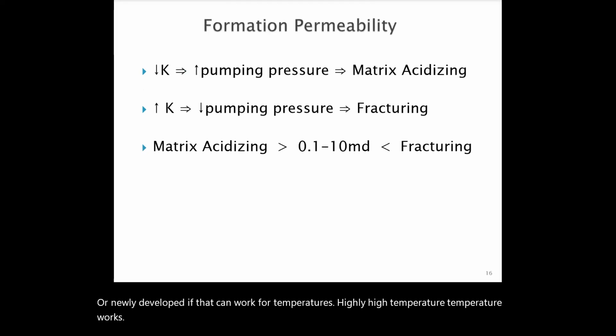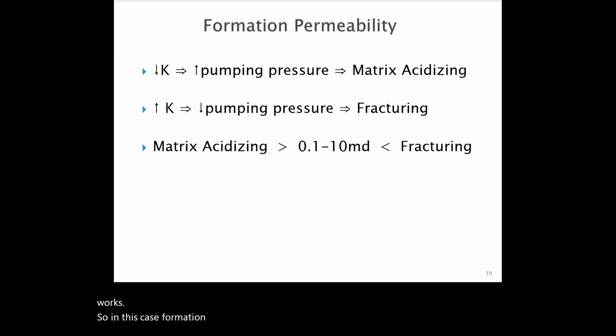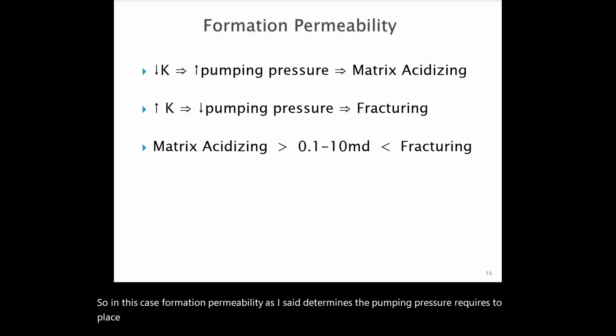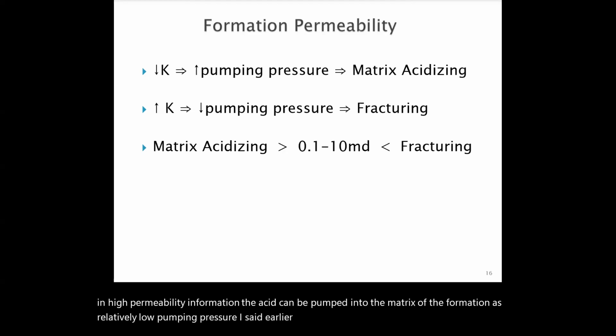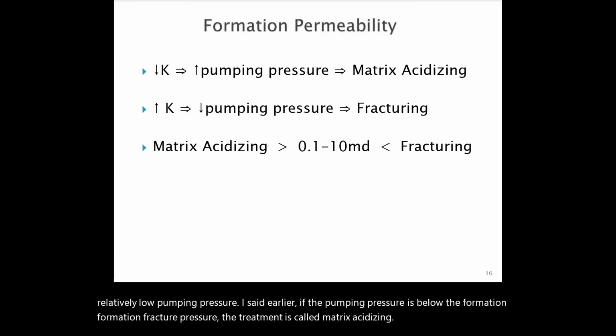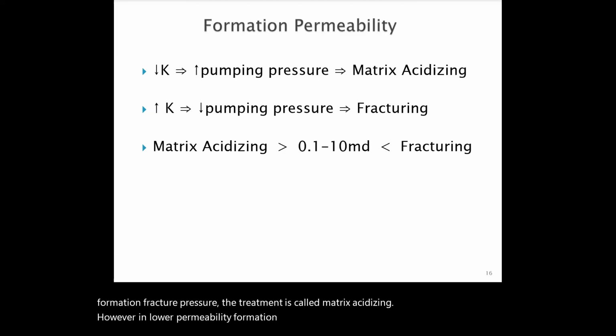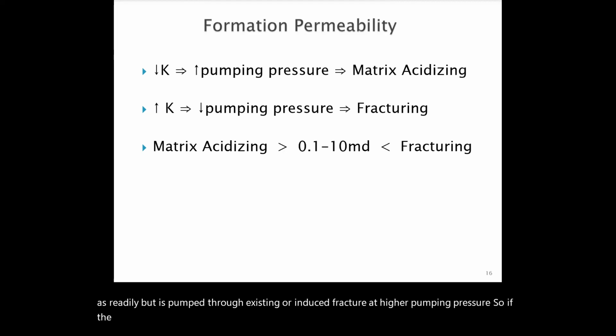Okay, so in this case, formation permeability, as I said, determines the pumping pressure required to place the acid into the formation. In general, the lower the permeability, the higher the pumping pressure. In a high permeability formation, the acid can be pumped into the matrix of the formation at relatively low pumping pressure. As said earlier, if the pumping pressure is below the formation fracture pressure, the treatment is called matrix acidizing. However, in a lower permeability formation, the acid cannot be pumped into the formation matrix as readily, but is pumped through existing or induced fractures at higher pumping pressure. So if the pumping pressure is above the fracture pressure, the treatment is called fracture acidizing. Of course, this is if you use it in carbonate.